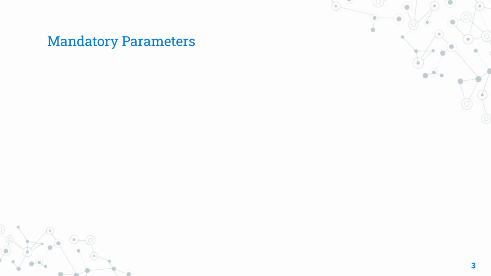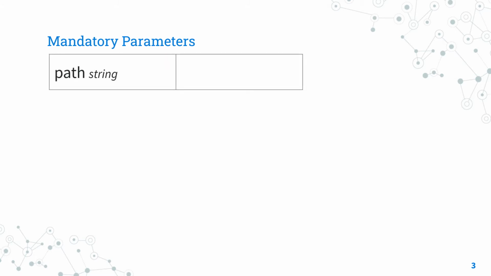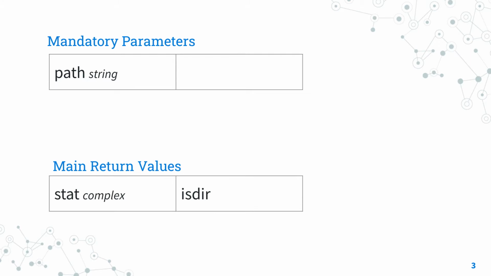The only mandatory parameter is path, that is, the full file system path of the object to check. The module returns a complex object. The property that is interesting for us is dir, which means that it is a directory, not a file. This attribute is true if the object is a directory.